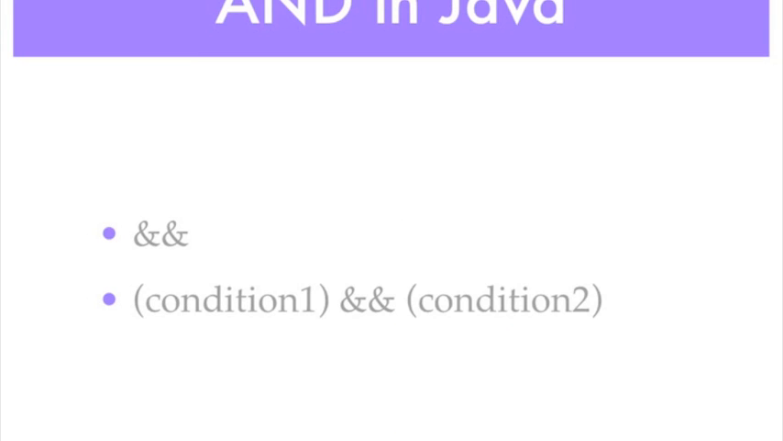And in Java is symbolized by the double ampersand, and I would write it this way. I am testing both condition 1 and condition 2. If both of them are true, I will evaluate to true. In any other circumstance, it evaluates to false. So if condition 1 is true and condition 2 is true, I will have returned to me true.